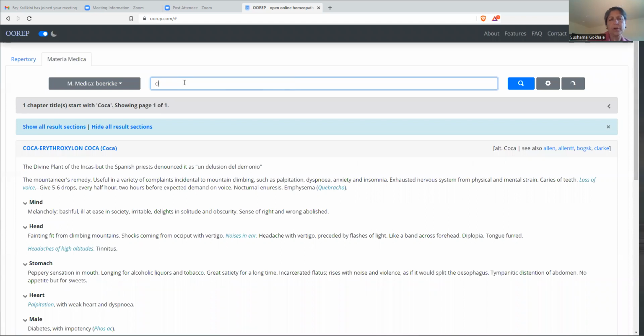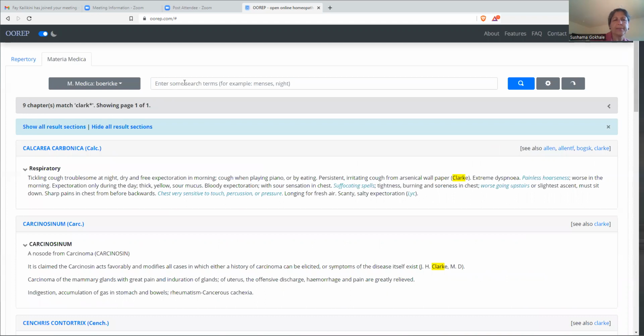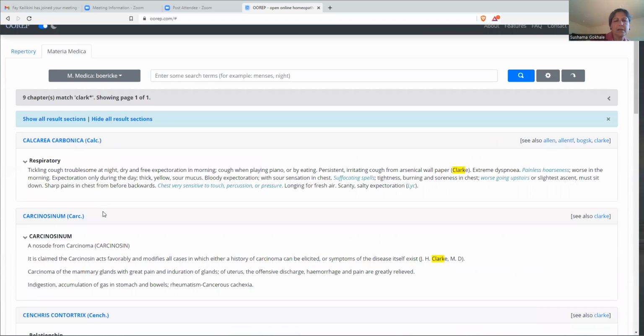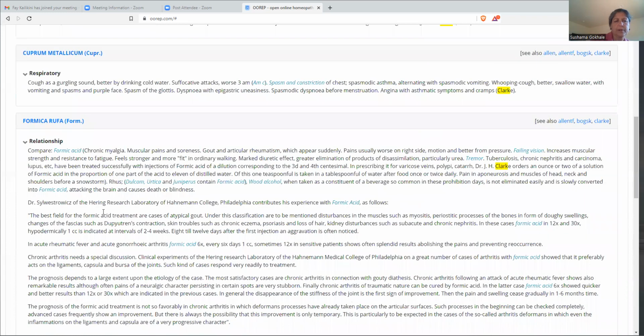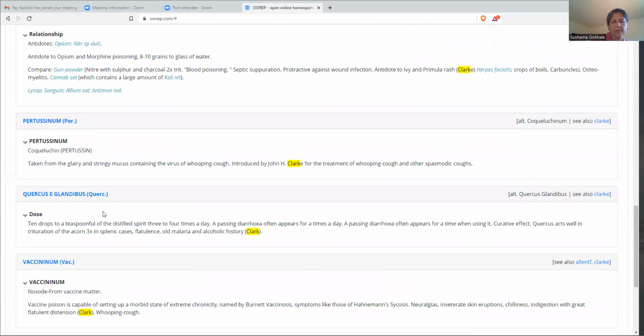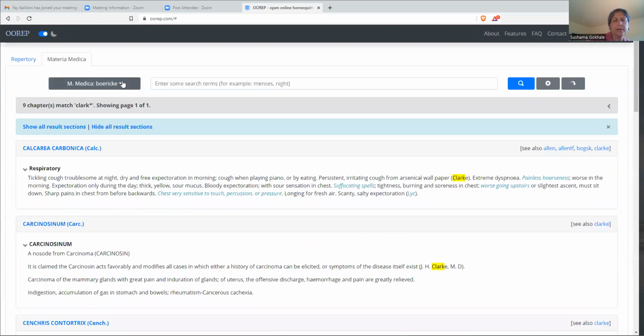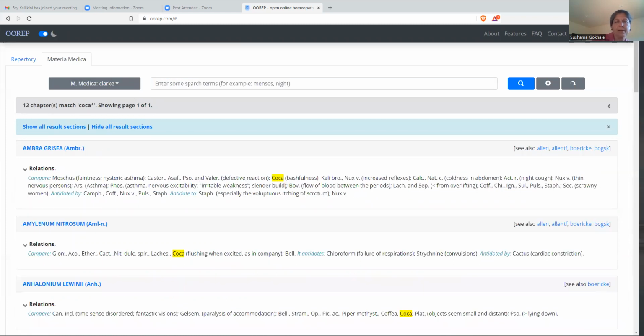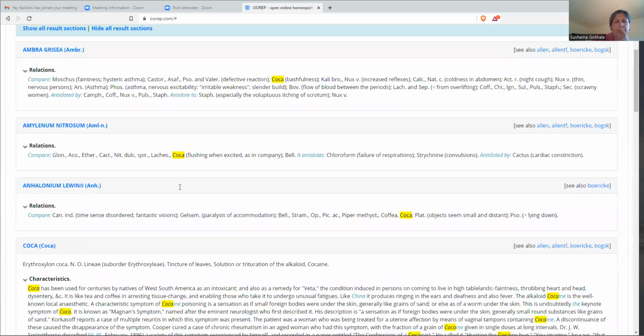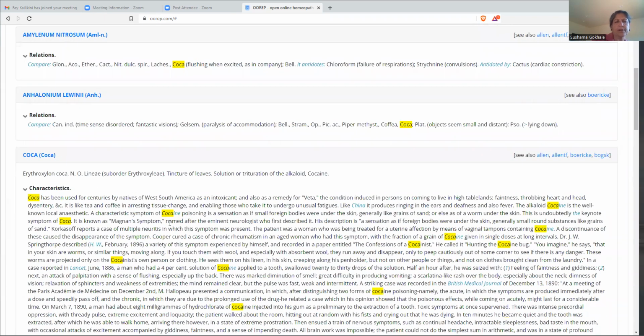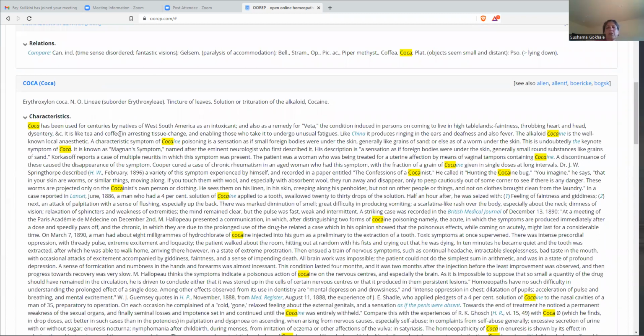Let's look at Clarke for coca. Clarke is another Materia Medica. Sancris, Cuprum, he doesn't have coca. No coca in Clarke. I'm surprised. Oh no, I'm not looking at Clarke. That's why. Here's Clarke's Materia Medica, and we look at coca. Okay, here we go. Ambra grisea, coca. This is coca.